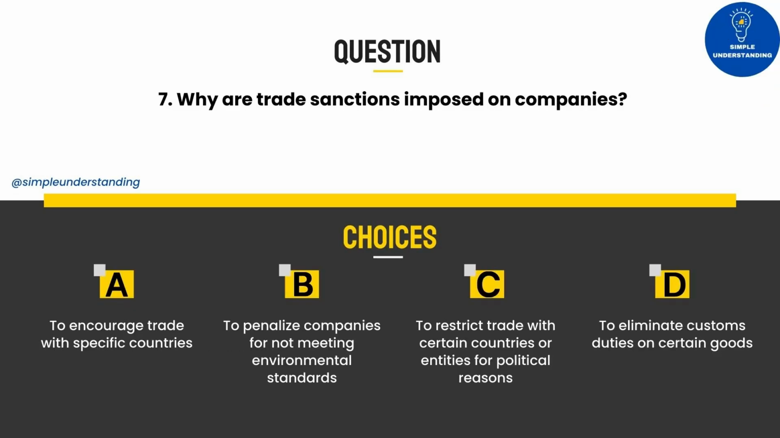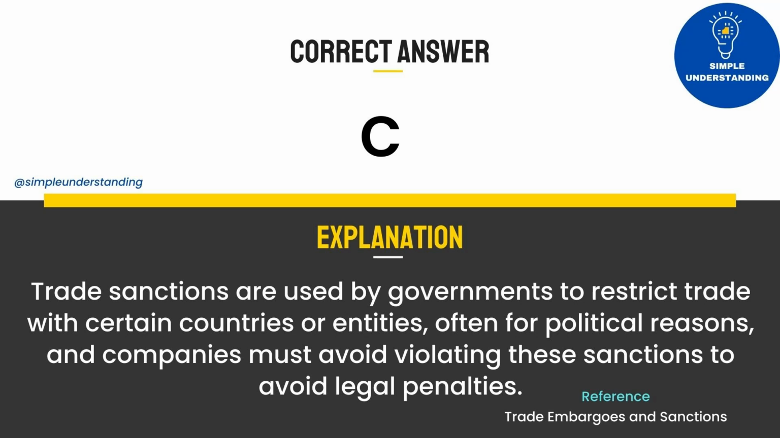7. Why are trade sanctions imposed on companies? A. To encourage trade with specific countries. B. To penalize companies for not meeting environmental standards. C. To restrict trade with certain countries or entities for political reasons. D. To eliminate customs duties on certain goods. Answer C. Overall explanation. Trade sanctions are used by governments to restrict trade with certain countries or entities, often for political reasons, and companies must avoid violating these sanctions to avoid legal penalties.